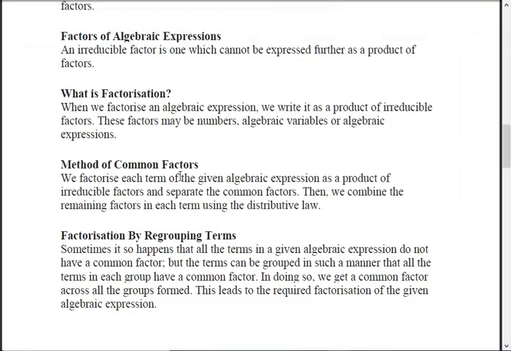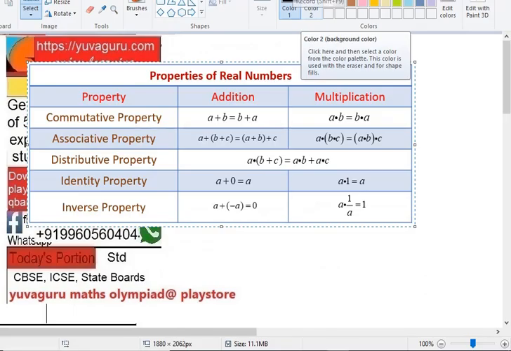Now method of common factors means for factorization. We factorize each term of the given algebraic expression as a product of irreducible form and separate the common factors. Then we combine the remaining factors in each term using the distributive law. Now what is the distributive law? See this, you might have studied this in 5th, 6th somewhere earlier. So properties of real numbers.